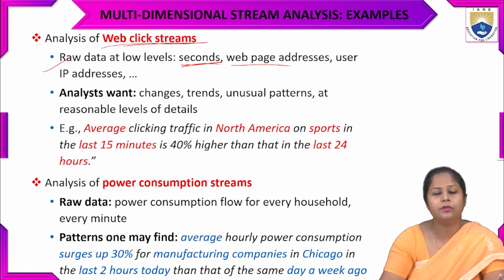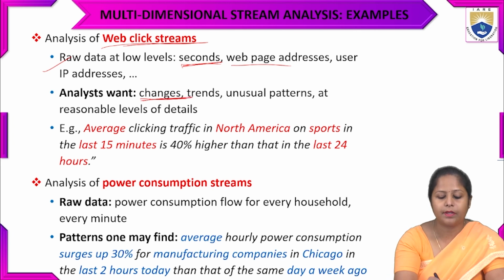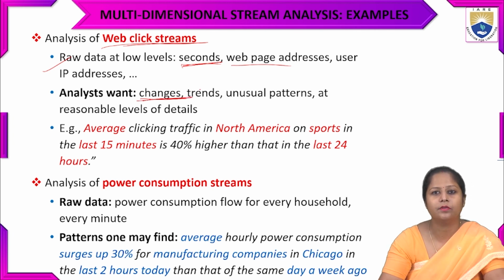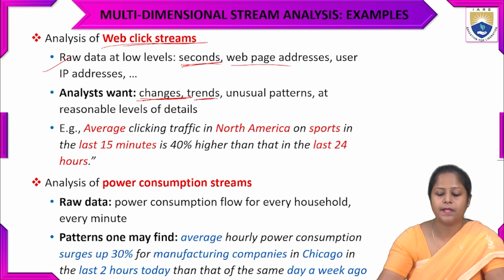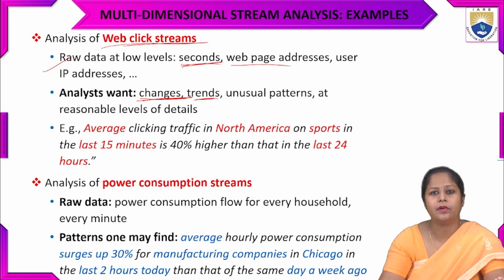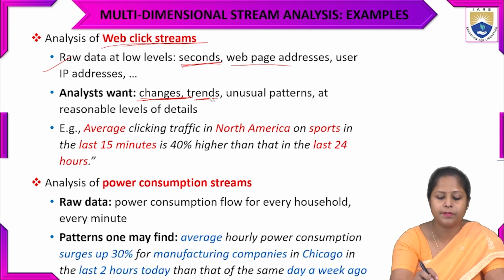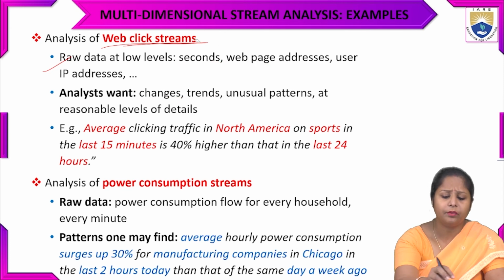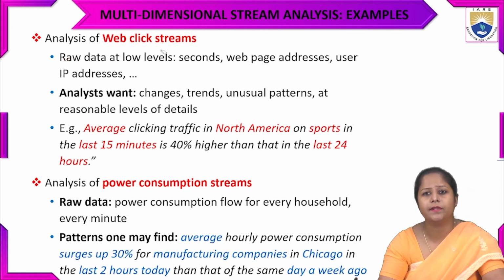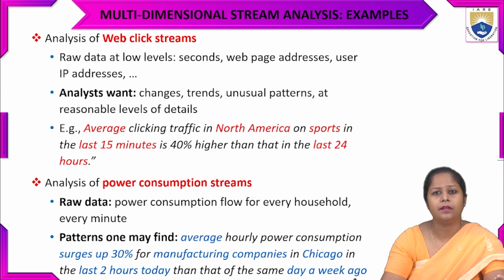If we are going to process and analyze that data, we have to look for changes, trends, and unusual patterns at the regional levels of detail. So we will check the details of the web click data stream, and then we need to find the patterns and changes, and then we can use that type of data.